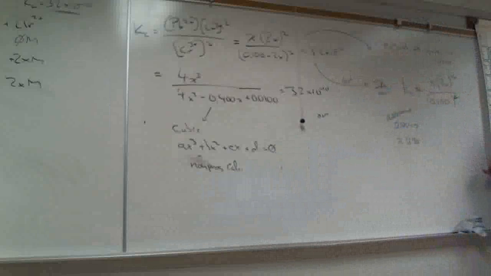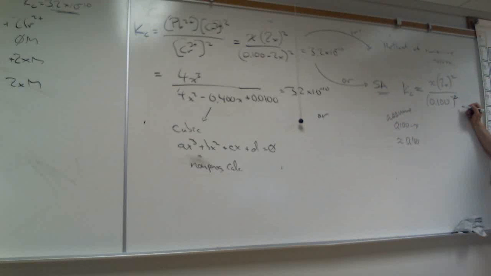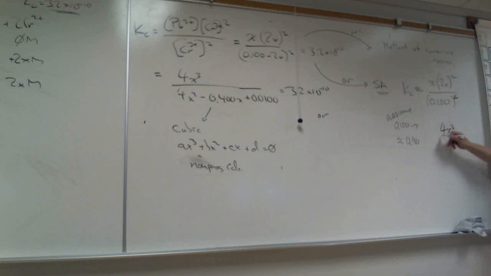Now take a look at this. 4x cubed. Can you do this with a cheap calculator, the $8 calculator that a lot of you have? Yeah, because this is just going to be 4x cubed divided by 0.0100 is equal to 3.2 times 10 to the minus 10.